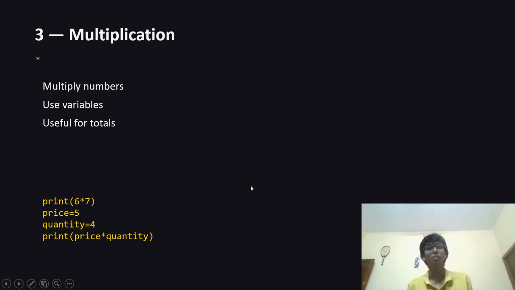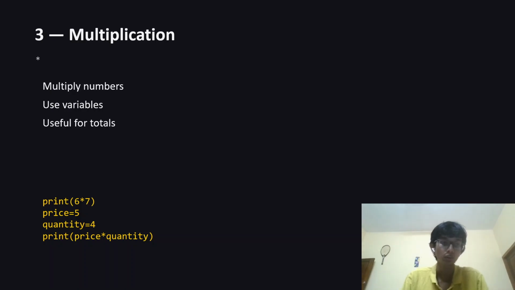So coming back to multiplication, just like everything else, we can multiply numbers, integers, and float numbers. We can also use variables, and it is very useful for totals. We have a few lines of code here. Before that, I want you all to execute the code. In the case that you are not able to execute it, we will do it together so that we get the result.